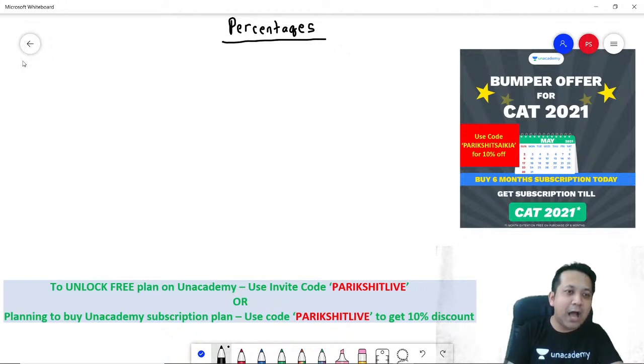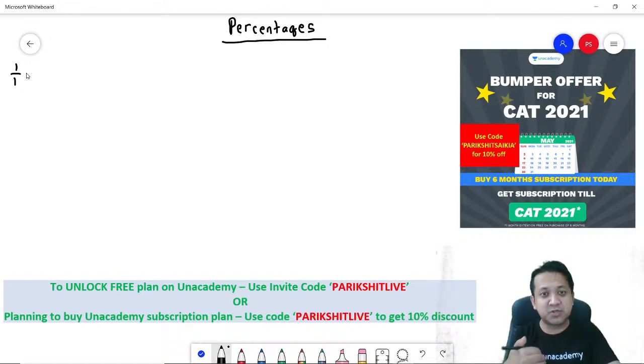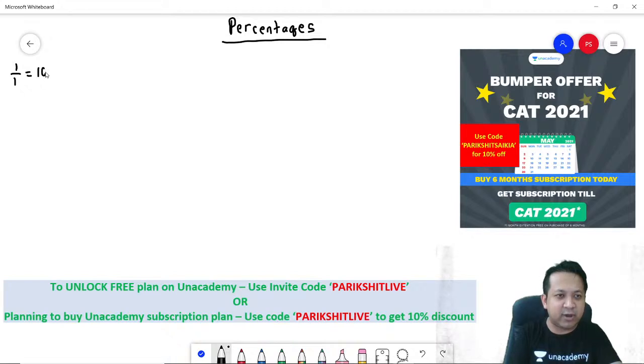Let's start. How much is 1 by 1? 1 by 1 into 100. Let's say everything in terms of percentages. 1 by 1 into 100 is 100%. Similarly, 1 by 2 into 100 is 50%. I'm just drawing a table, and then I will show you how to use this table. 1 by 3 into 100 is 33.33%. Correct? 1 by 4 into 100 is 25%.